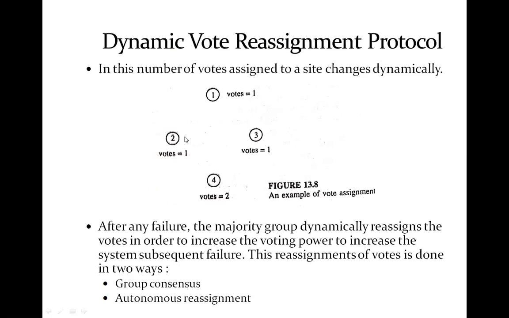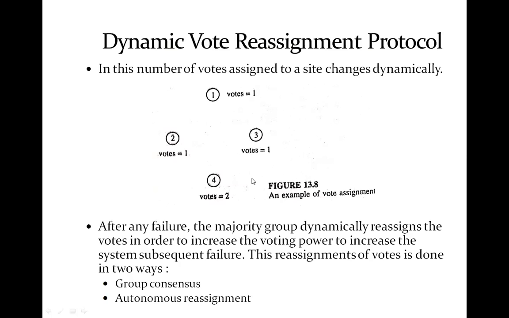Now if another partition is made separating site 3 from its group, 1, 2, 3, then we have 3 partitions. One partition will have 1 and 2, another will have 3, and another will have 4. In that case, no partition will be able to collect the quorum, and the system cannot execute any read request or write request.